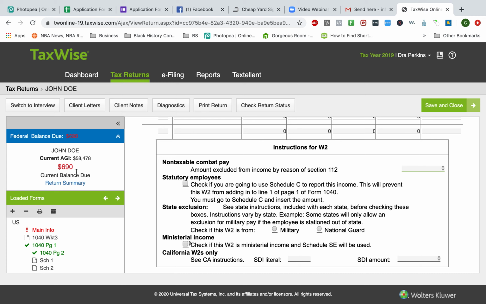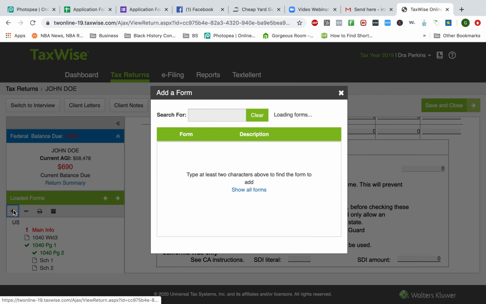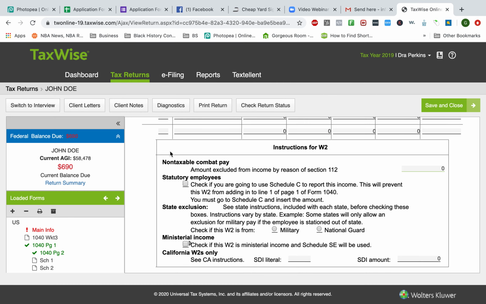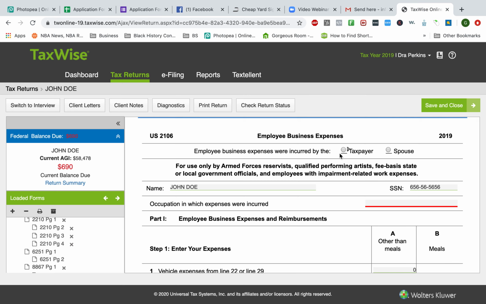Whenever someone owes the IRS like this, they're most likely going to pay cash up front. Now with this guy, there are a few things that can be done to help him not owe. For example, if he was in the military, there would be an employee business expense. Okay, and let's just say that he does freight transport for the military.